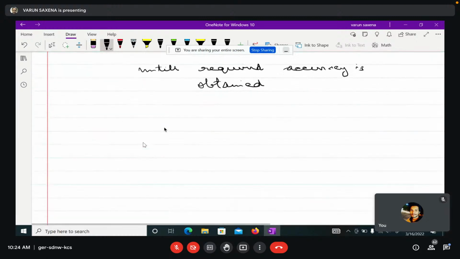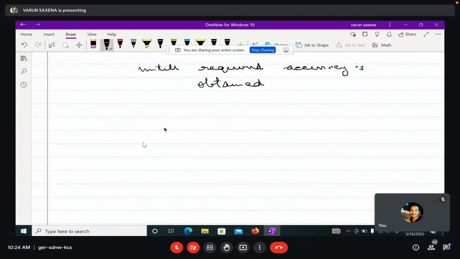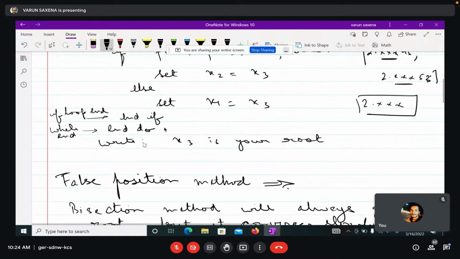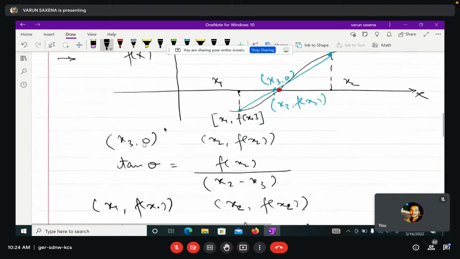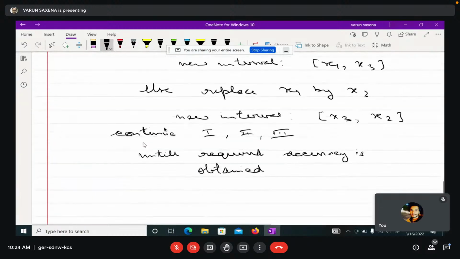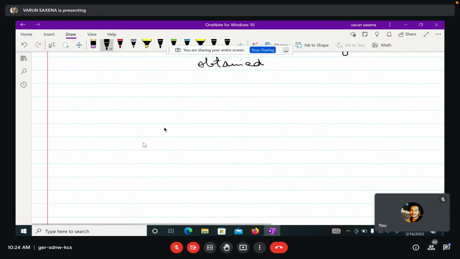So we'll just look into one of the problems. The algorithm for this is simply the same. If you look at it here, the algorithm is the same except that only this line will change. Everything else is the same, right? So this will just become x1 fx2 minus x2 fx1 divided by fx2 minus fx1. That's all. If you change only this line, the algorithm would be that of the false position method. Let's look at a problem.